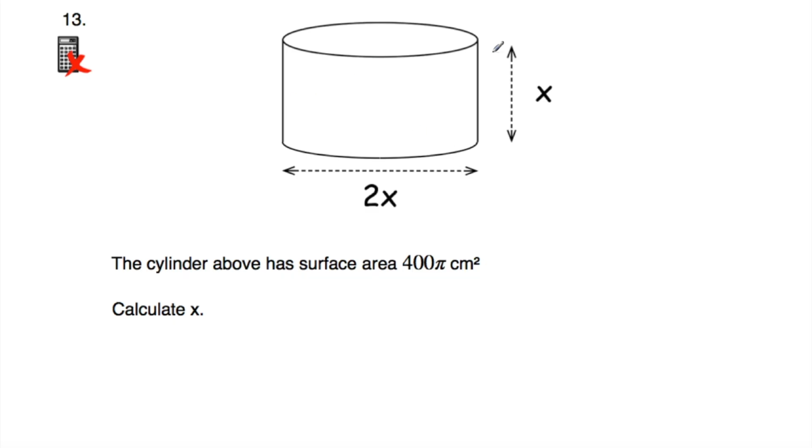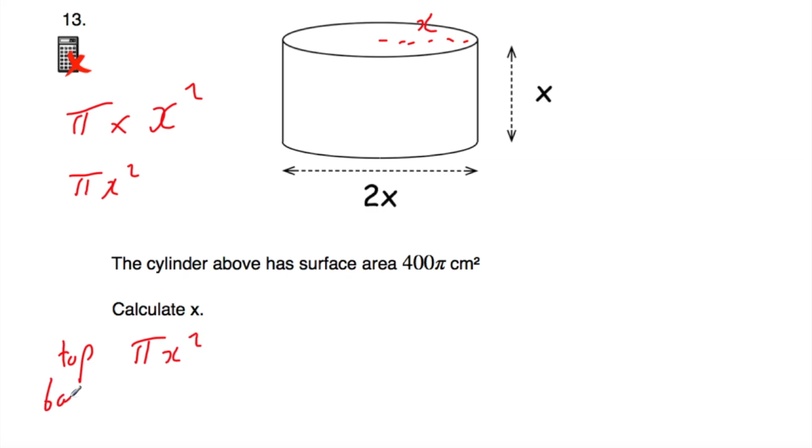So let's do that. To find the surface area of the cylinder, we need the area of the circle on the top, the area of the circle at the base, and the area of the curved face on the outside of the cylinder. The area of the circle on the top will be pi r squared. Now the diameter of the whole cylinder is 2x, that means the radius would just be x. So it'd be pi times x squared, that means pi x squared. So the top is pi x squared. The base would also be pi x squared.